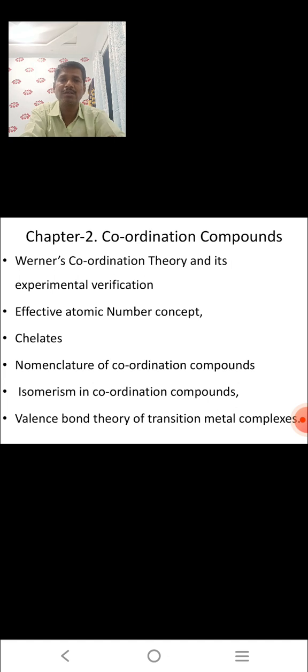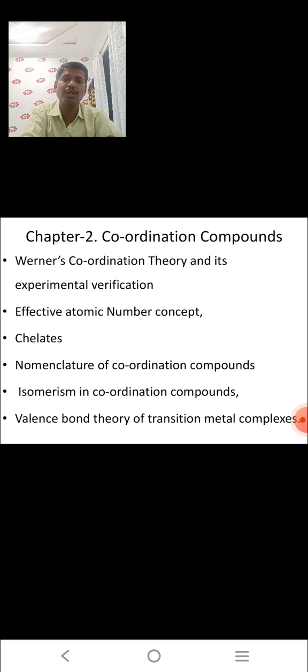In chelates, we will discuss what is meant by a monodentate ligand, what is meant by a bidentate ligand, which kinds of ligands are mostly useful for the formation of chelates, what the actual concept of chelates is, and why chelation increases the stability of the coordination compound. This is most important, and we will discuss it in detail in chapter number 2.